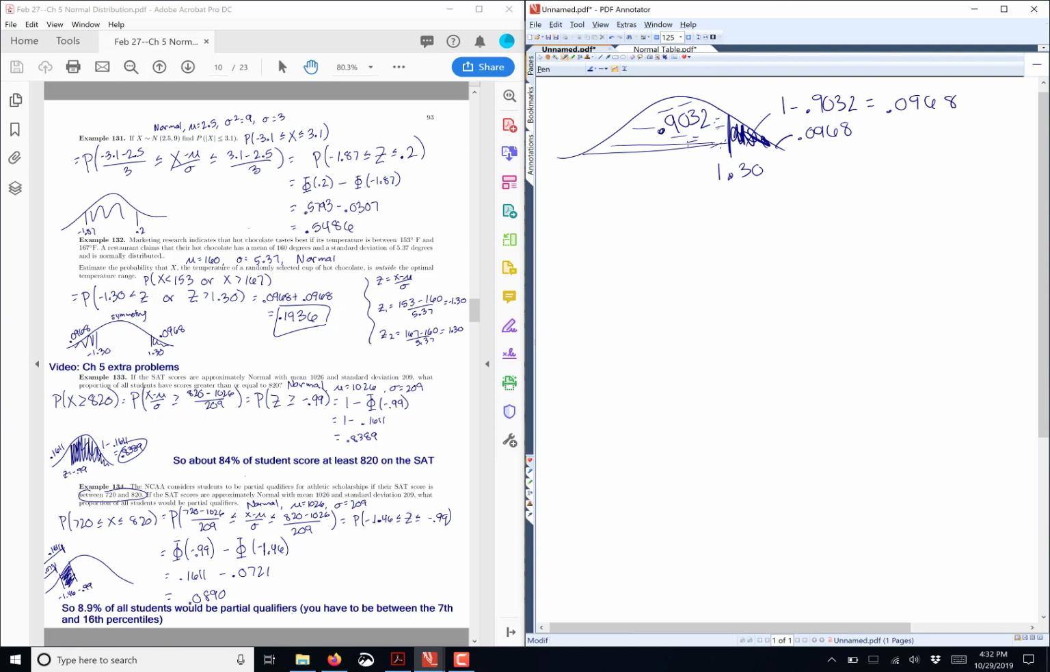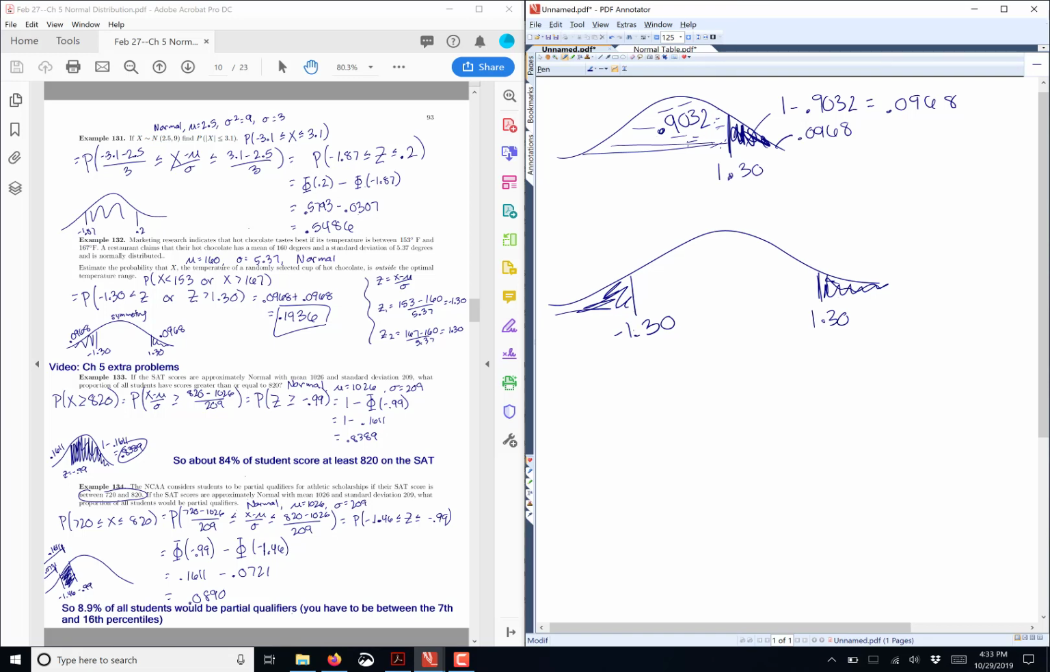But you can also use the symmetry rule. Because if you look at this, if it's on a better scale than mine, and you have negative 1.30 and positive 1.30, doesn't the area to the left of this negative look like it should be about the same as the area to the right of this positive? And they should. The normal distribution is perfectly symmetrical like this. So if you don't want to use the complement rule, you can use symmetry.